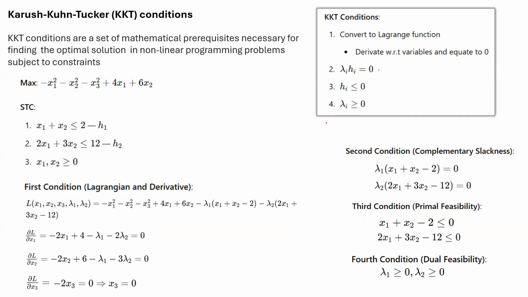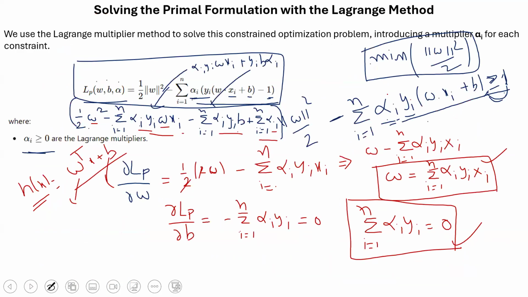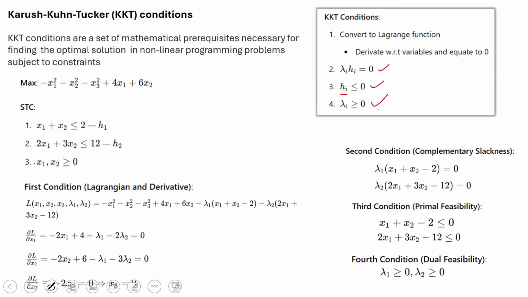So alpha i into hi is equal to 0. hi is less than or equal to 0. That means the constraint will always be less than or equal to 0. And the Lagrangian multiplier is always greater than or equal to 0. So that alpha i greater than or equal to 0 came from the KKT conditions. These are experimental results, so you are not going to derive or show these derivations and all that stuff. You just have to accept these facts given by those three scientists. That is called the Karush-Kuhn-Tucker conditions.